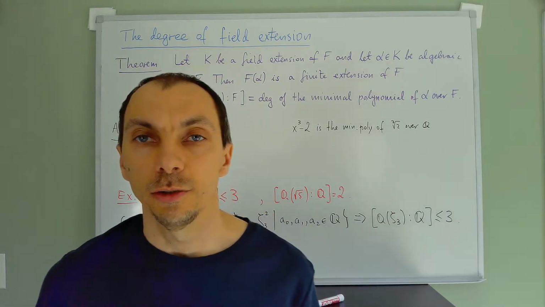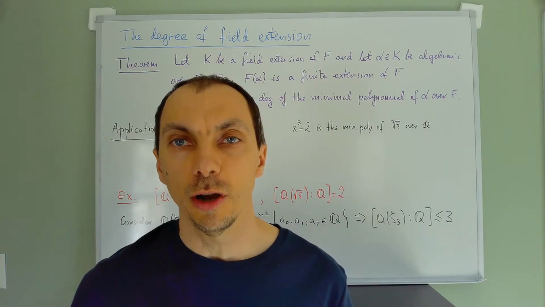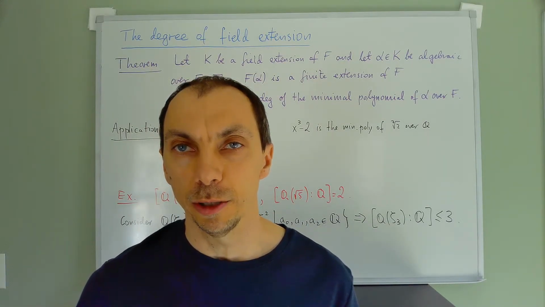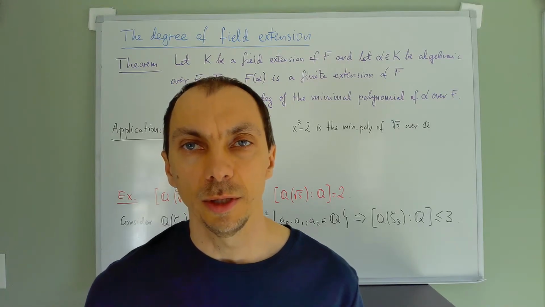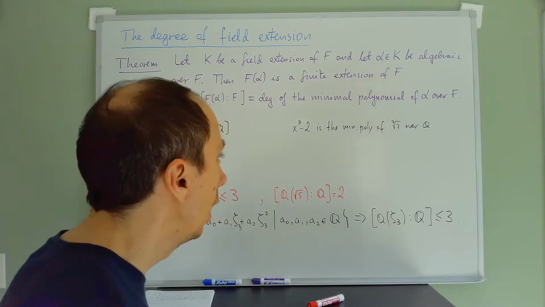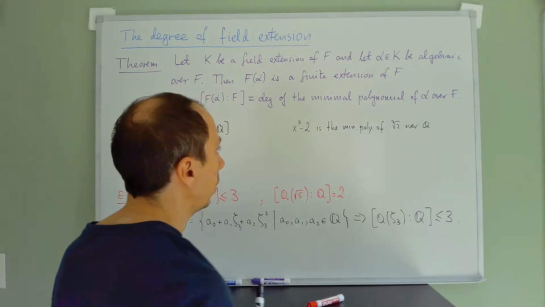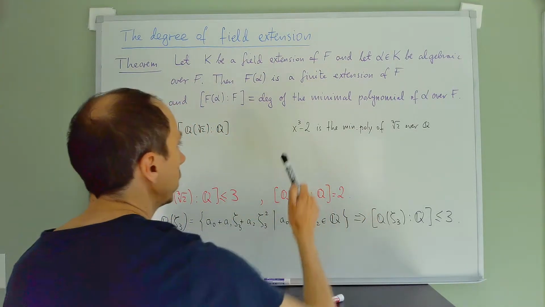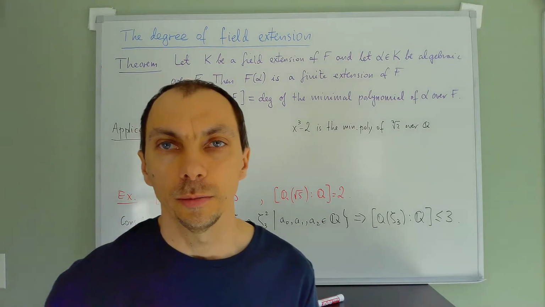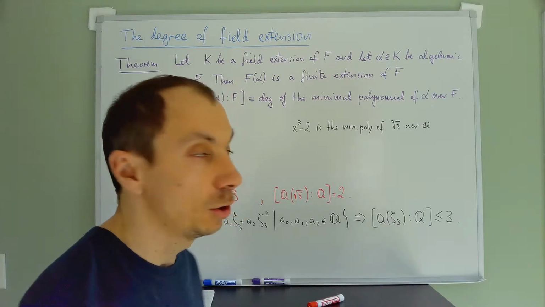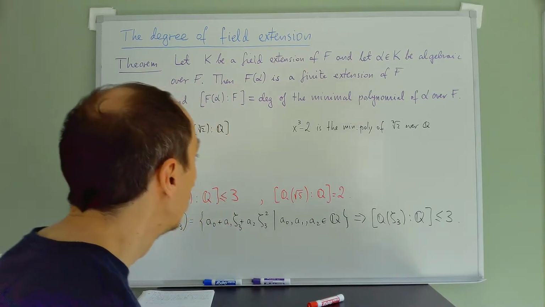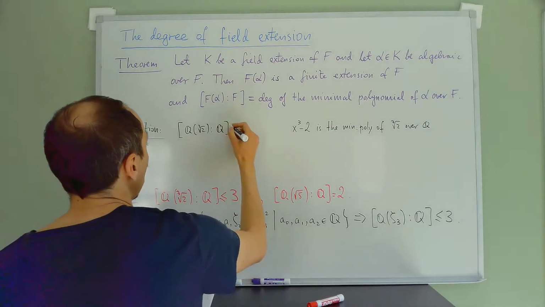How do I know that? In one of the previous videos, we saw that if you have an irreducible polynomial, which is monic and has coefficients in Q, then that is the minimal polynomial of your element, if the element is a root of this polynomial. So cube root of 2 is a root of this polynomial. The polynomial is monic, has coefficients in Q, and is irreducible. So that means this must be 3.